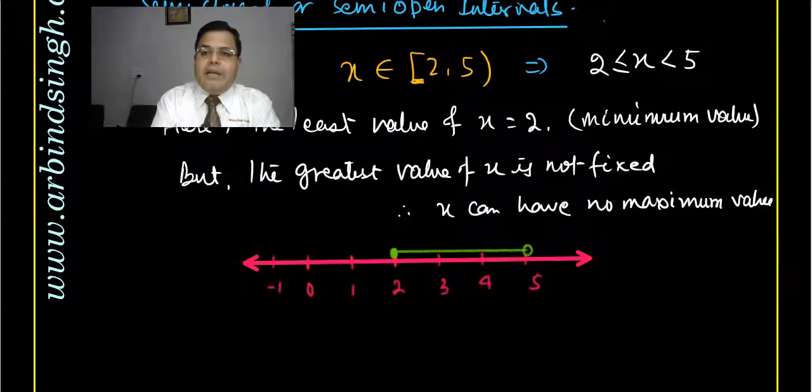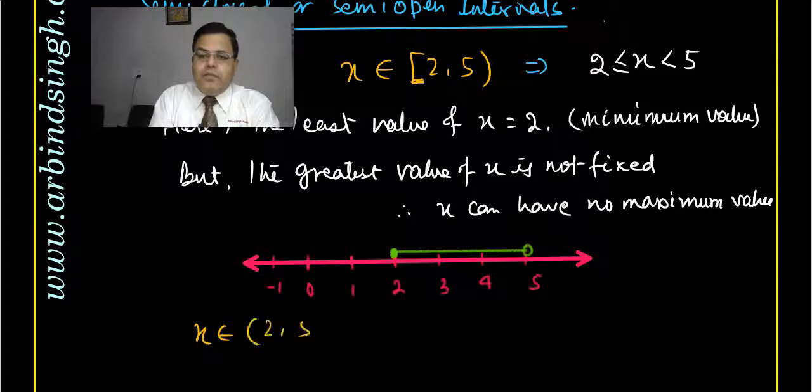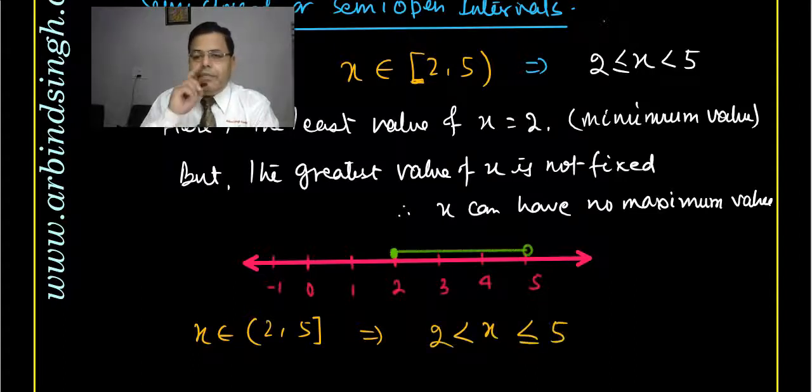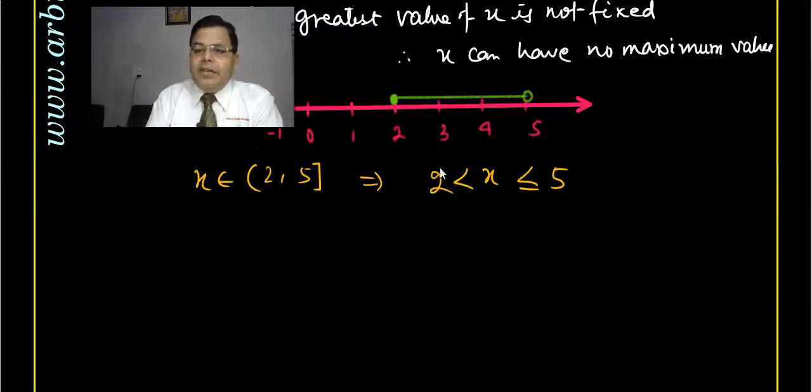Another kind of interval can be represented like this. Suppose it is given that x belongs to greater than 2 and less than or equal to 5. Then here the lower limit is not fixed. In this case, there is no least value of x.